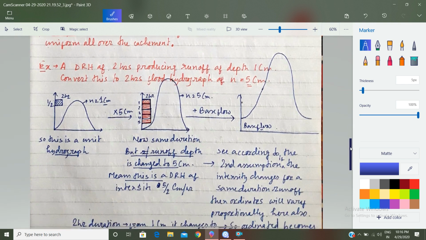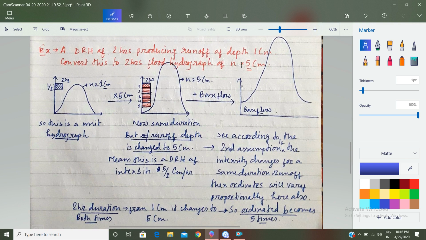Let's start with an example. A DRH of 2 hour producing runoff of depth 1 centimeter. A direct runoff hydrograph of 2 hours means a storm of precipitation of 2 hours has occurred, and for this the direct runoff hydrograph has been produced. If the runoff depth is 1 centimeter, then this DRH is nothing but a unit hydrograph, isn't it? So in other words, it is stated that a unit hydrograph of 2 hour duration is given.